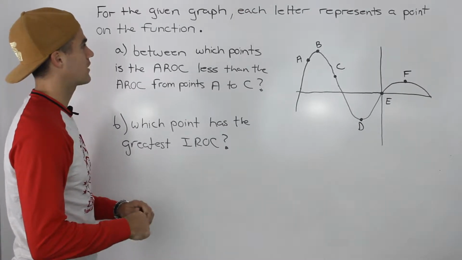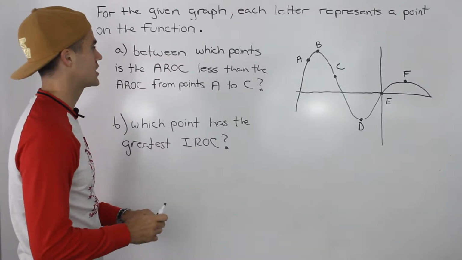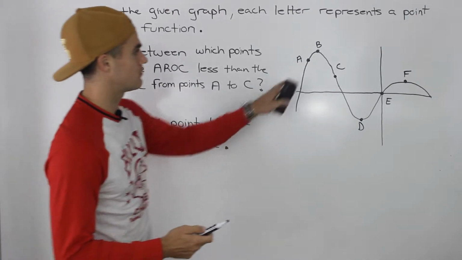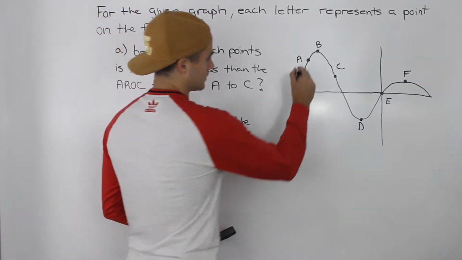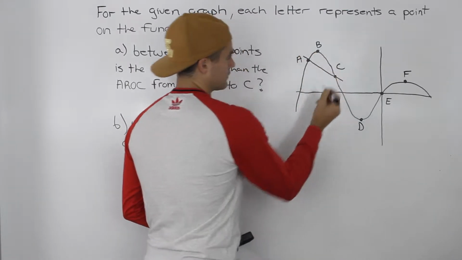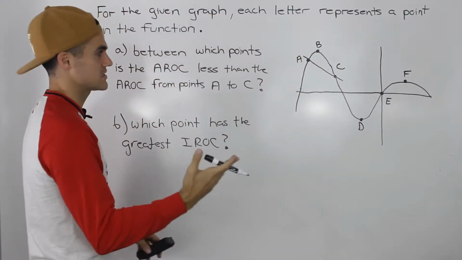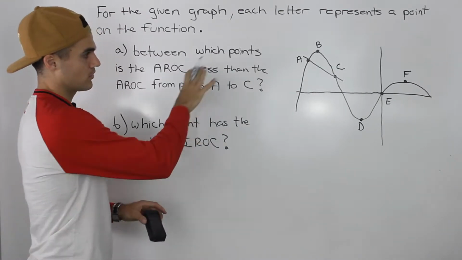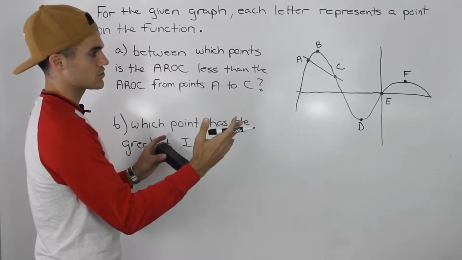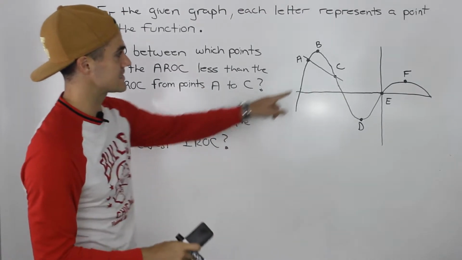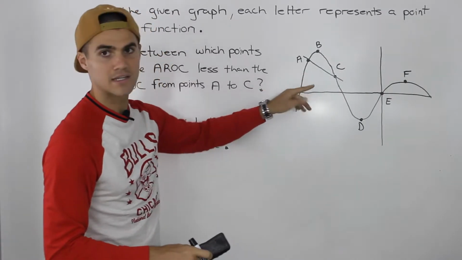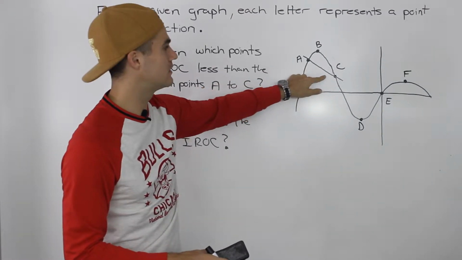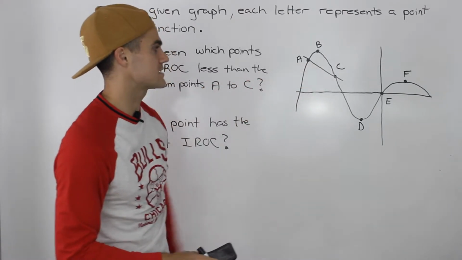So let's start off with part A. Between which points is the average rate of change less than the average rate of change from points A to C? Well, average rate of change from point A to C is going to be what? It's going to be the slope of the secant line, right? Average rate of change, secant line. So we have to find two other points between which the average rate of change is going to be less than the average rate of change from A to C, meaning that the slope of the secant between those two points has to be less steep than the slope of the secant from A to C.